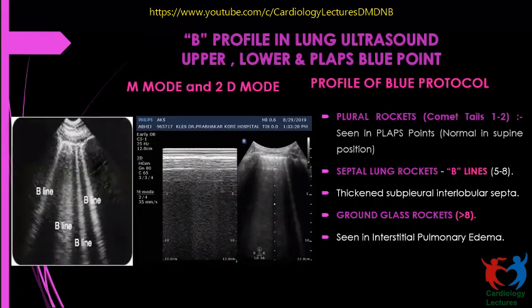Coming to the B profile of the lung ultrasound. In the B profile, what exactly happens is that because of the presence of fluid in the septa and in the alveoli, there are abolished A signs, A lines.